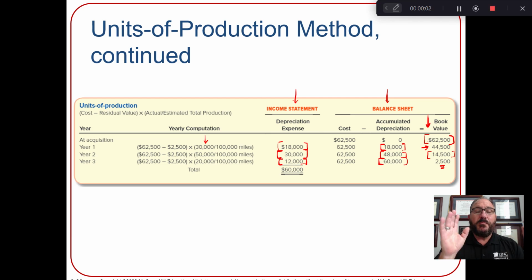All right, folks, back here, part 3 from chapter 9. By the way, a little bit more about the units of production. We just got to finish this up a little bit.